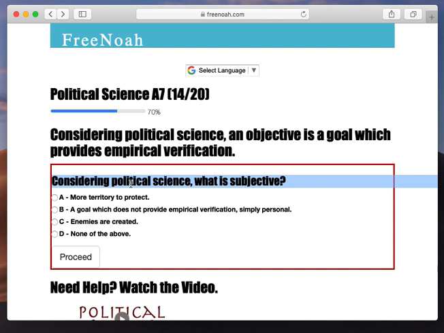Okay, now let's discuss concepts of national interest. Now we're discussing here objective and subjective. So what are the differences here? I gave you the answer to this previously.